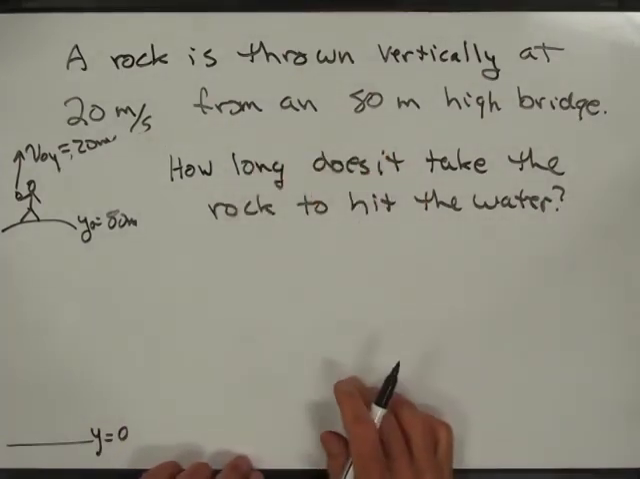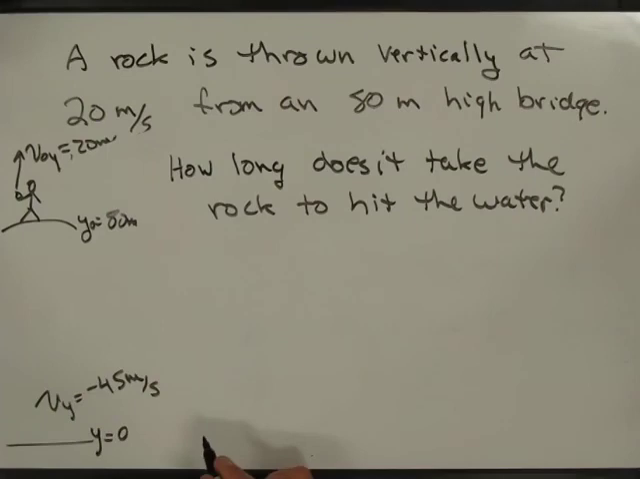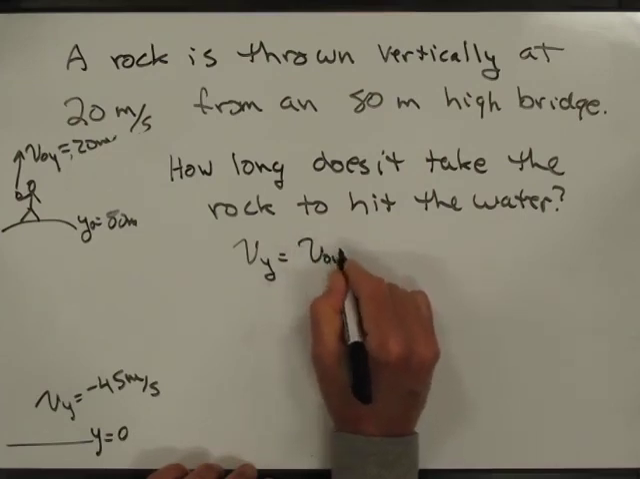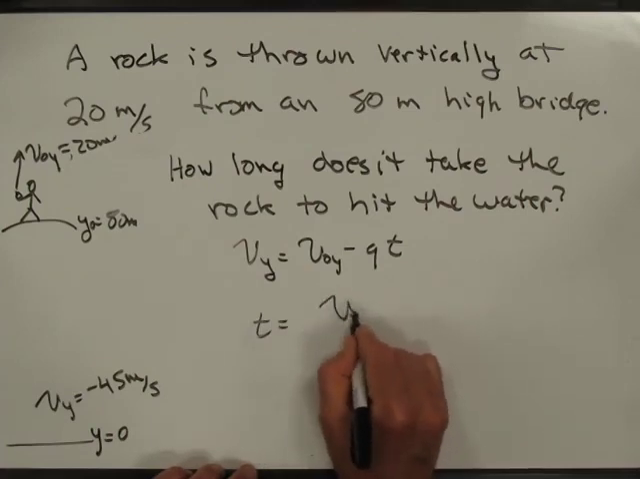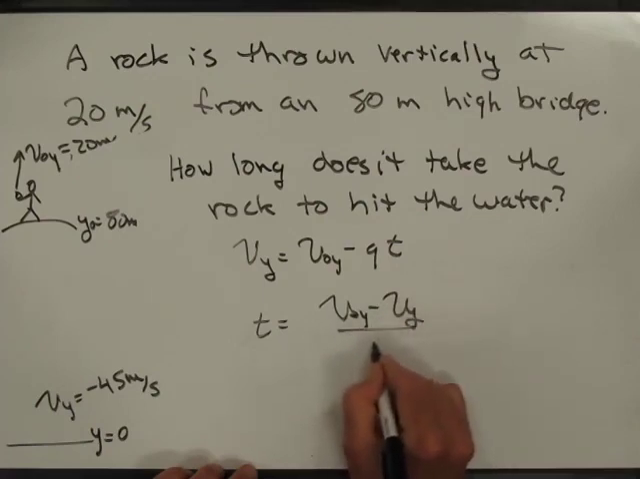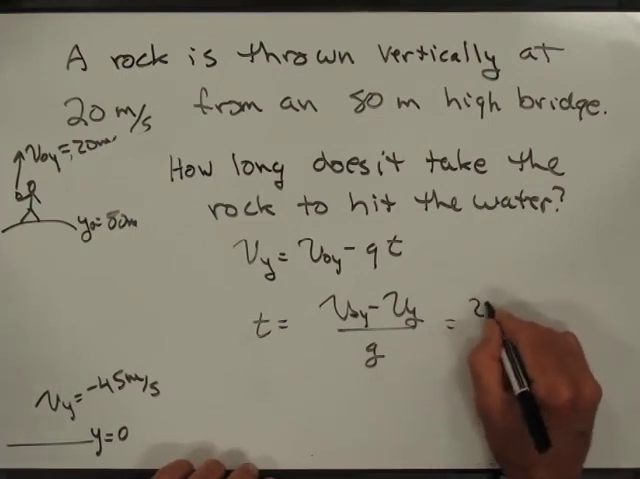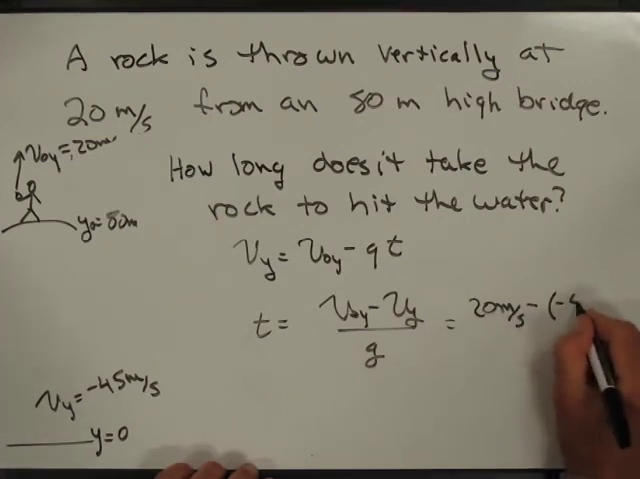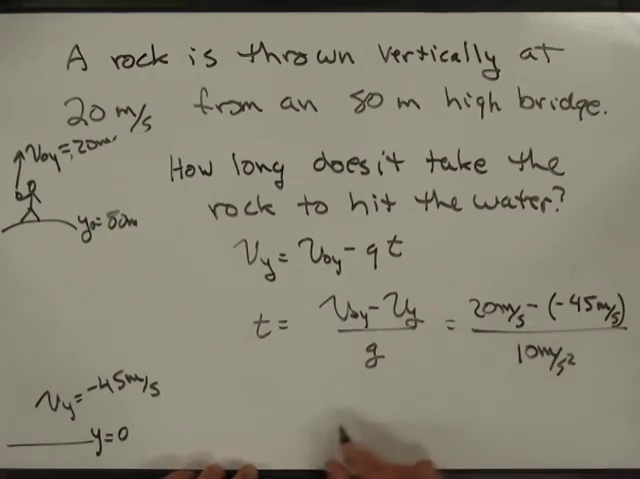And so there are a lot of equations that would solve this. Since we know that our final velocity, Vy, is minus 45 meters per second, I can use equation 2, and I can say Vy is equal to V0y minus g times time, where time is equal to (V0y minus Vy) over g, which is 20 meters per second minus negative 45 meters per second over 10 meters per second squared, which is about 6.5 seconds.